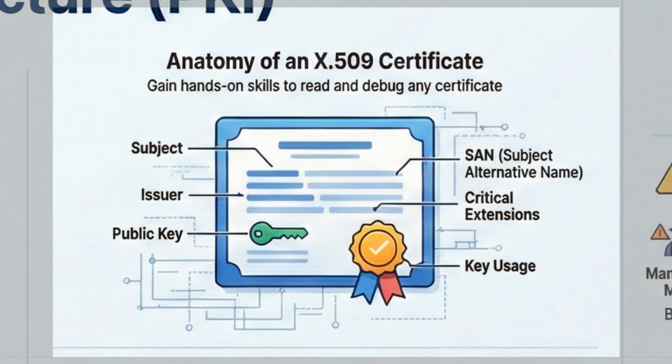An X.509 certificate is a structured document that binds a public key to a subject, such as a person, server, or device. It includes the issuer that signed it, the subject's identity, the embedded public key, and usage rules defining what it can do. Extensions like subject alternative names, key usage, and policy fields encode constraints that applications must honor.